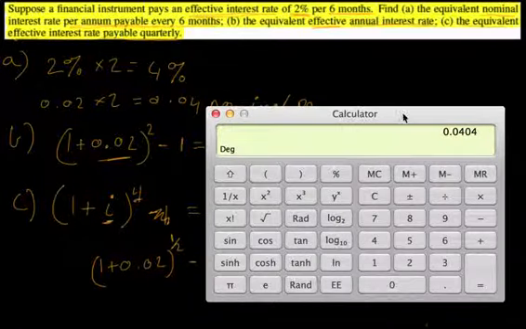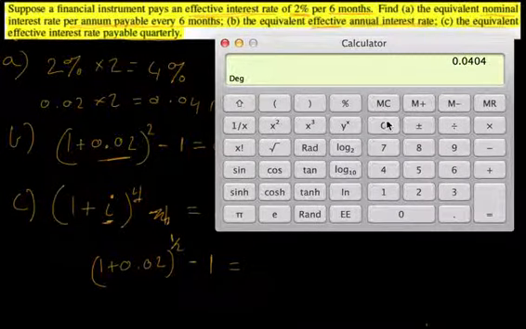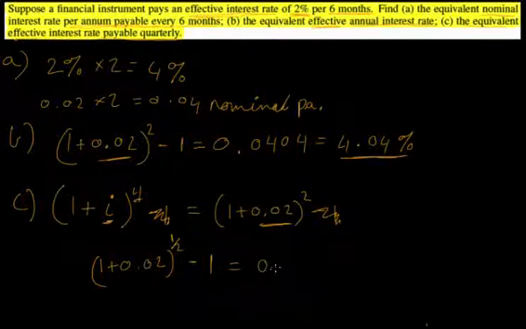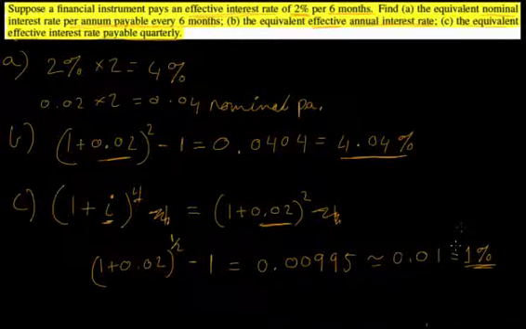So let's see what we can do. And it is 1.02 to the power of a half minus 1, and that's going to equal just about 1%. So 0.00995, which is approximately 0.01, which will equal 1%, which is roughly what we'd expect. If half the year is about 2%, the full year is about 4%, then a quarter of the year should be about 1%.